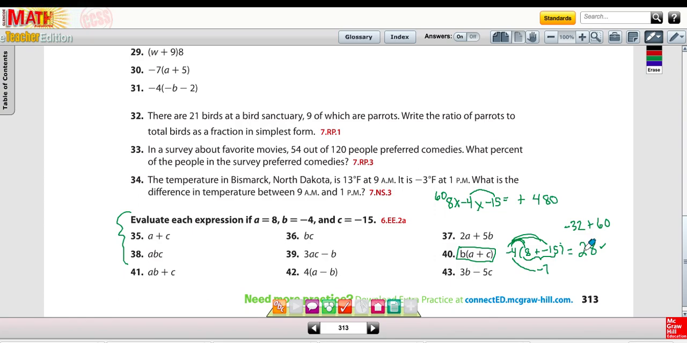Finally, 3AC times B, that's this one right here. 3 times the quantity A, 8, and C, negative 15, minus B, which is a negative 4. So right away, that's going to turn into a plus 4. And 3 times negative 15 is a negative 45. I don't know why I chose those two numbers to start with, but negative 45 times 8 is negative 360. Negative 360 plus 4 would be negative 356.